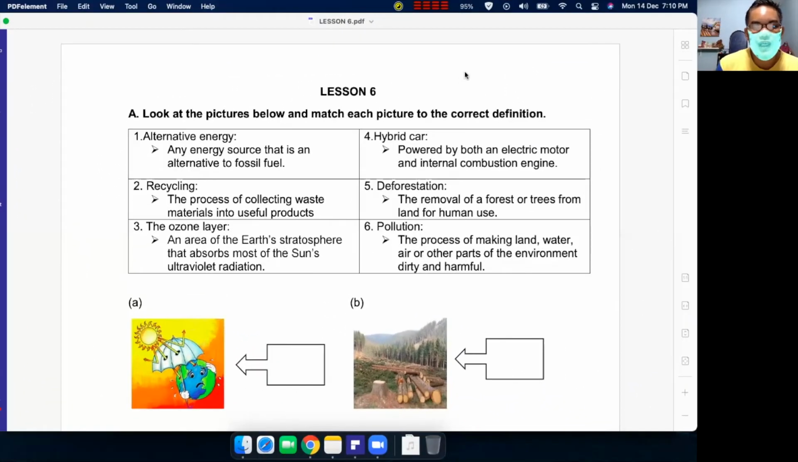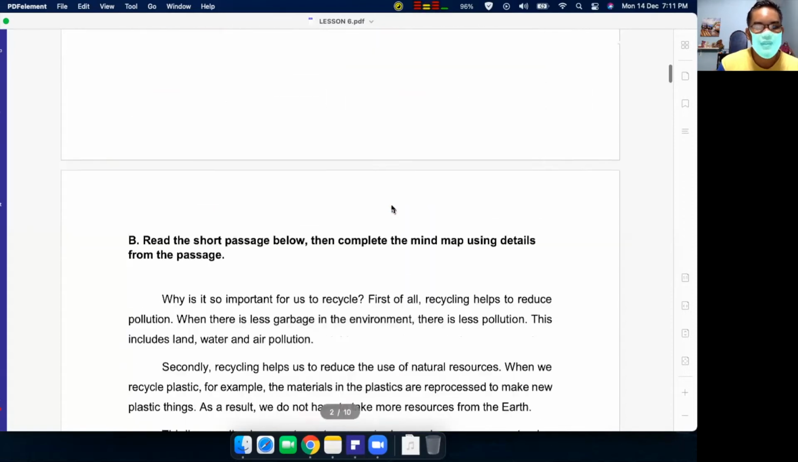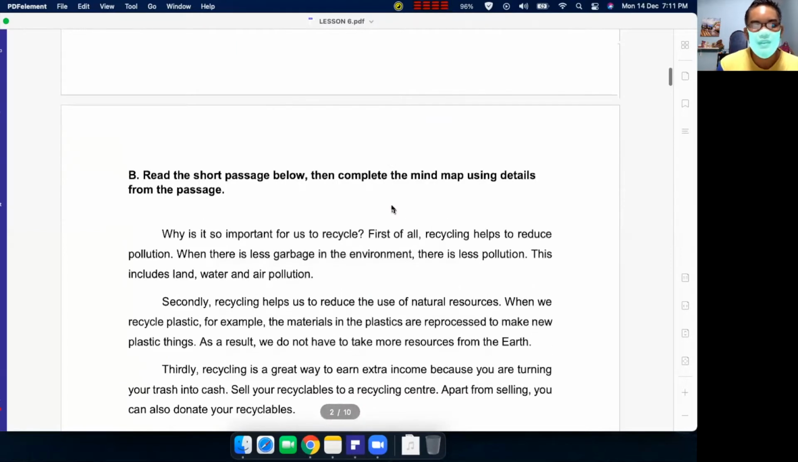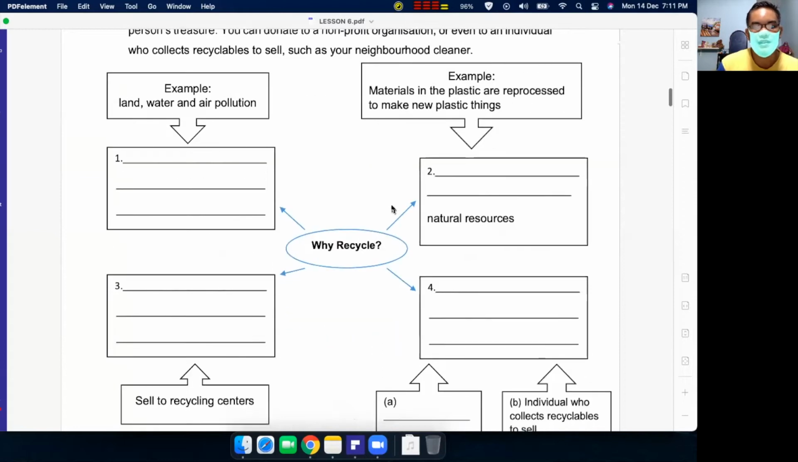So today I wish to teach you lesson 6. In lesson 6, we're going to have section A, where you look at pictures below and match each picture to the correct definition. And after that, we're going to have section B, where you have to read the passage and answer some questions.